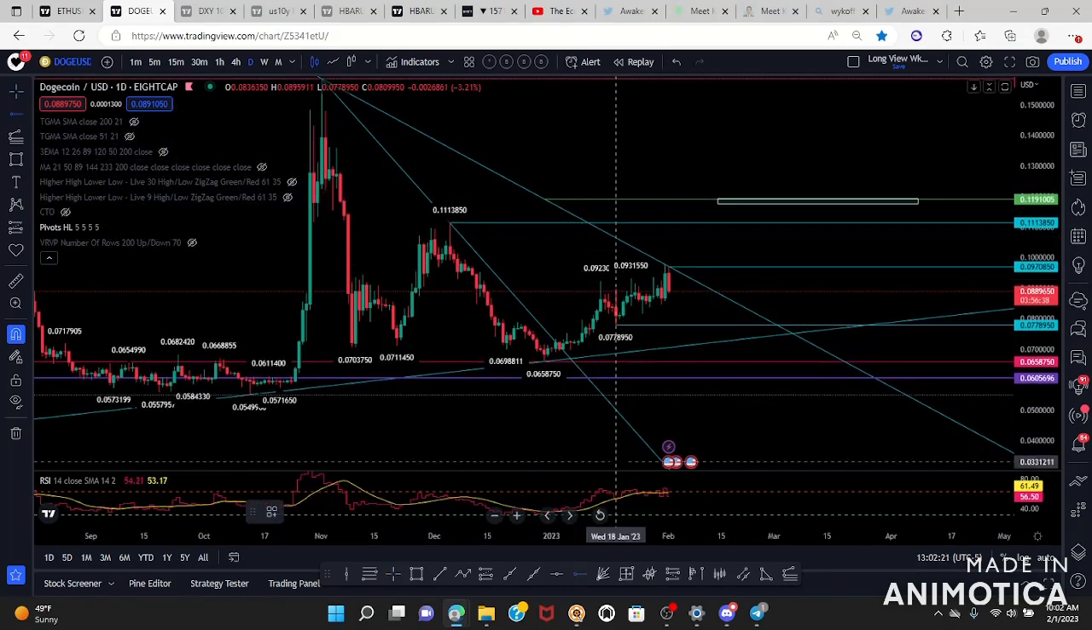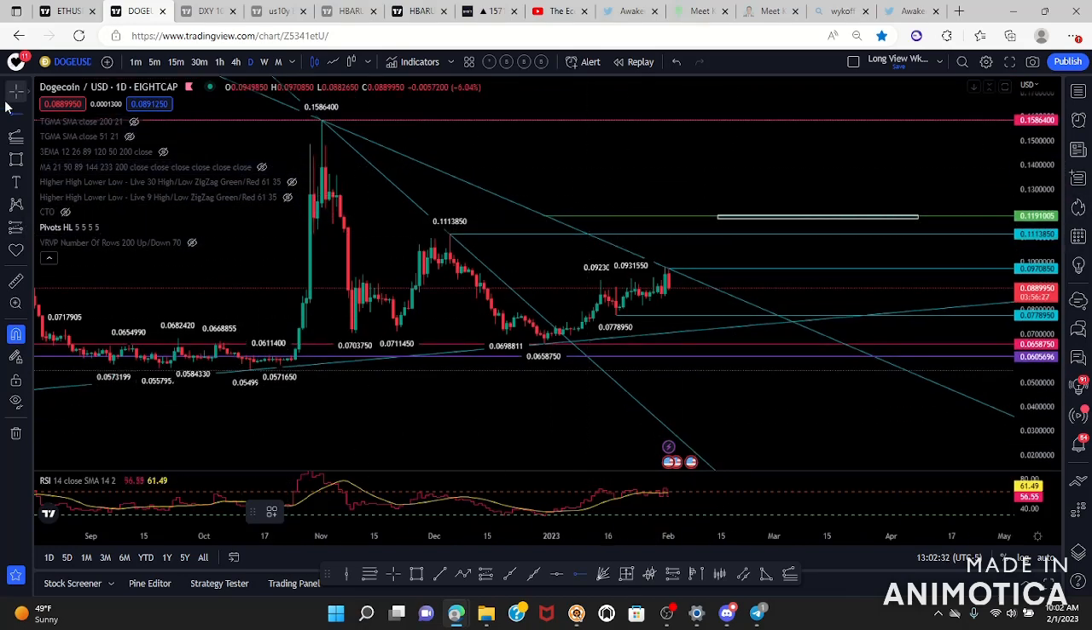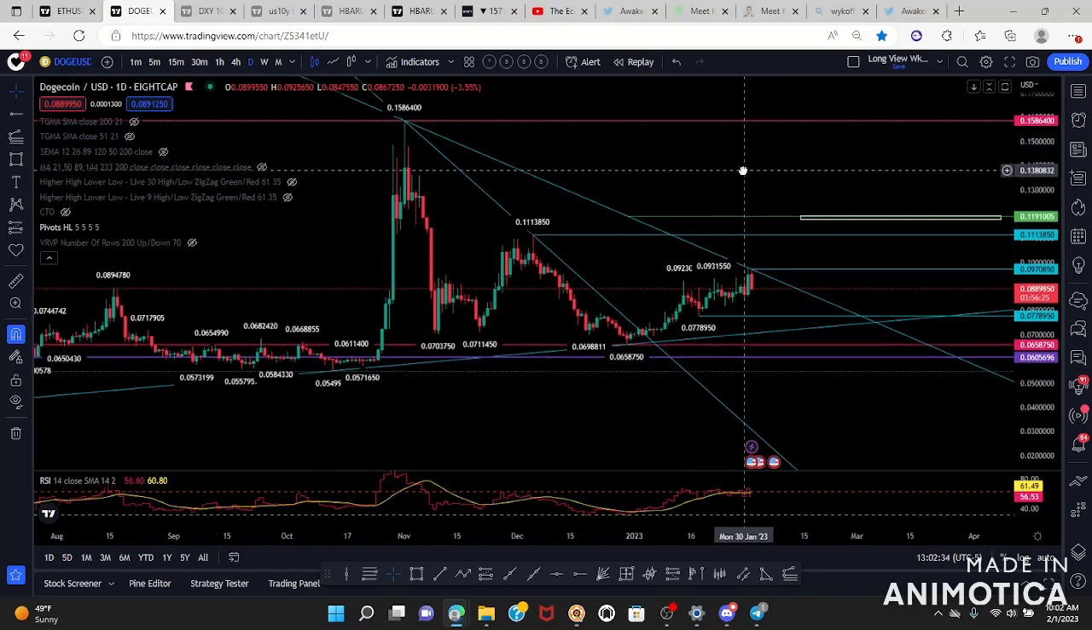And as a technical analysis, you have to have bullish and bearish targets because anything could happen. No one could predict where the market is going. You can't predict where the market is going. So you have to be prepared for both scenarios.